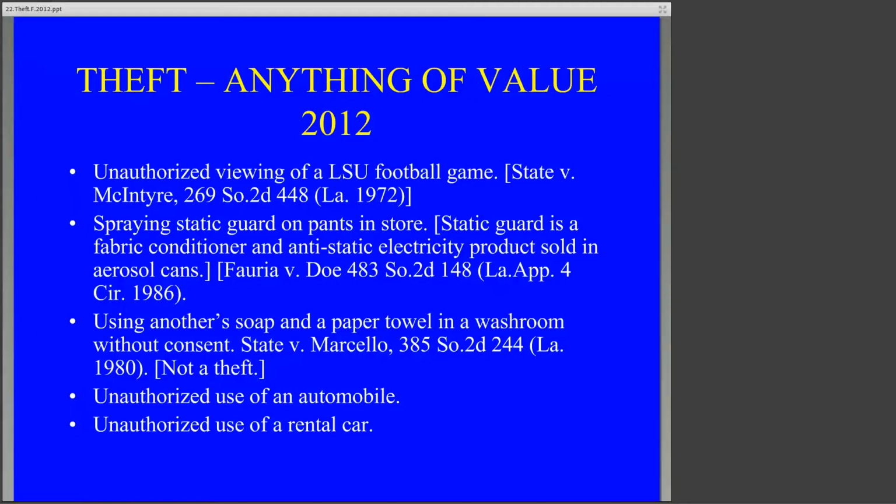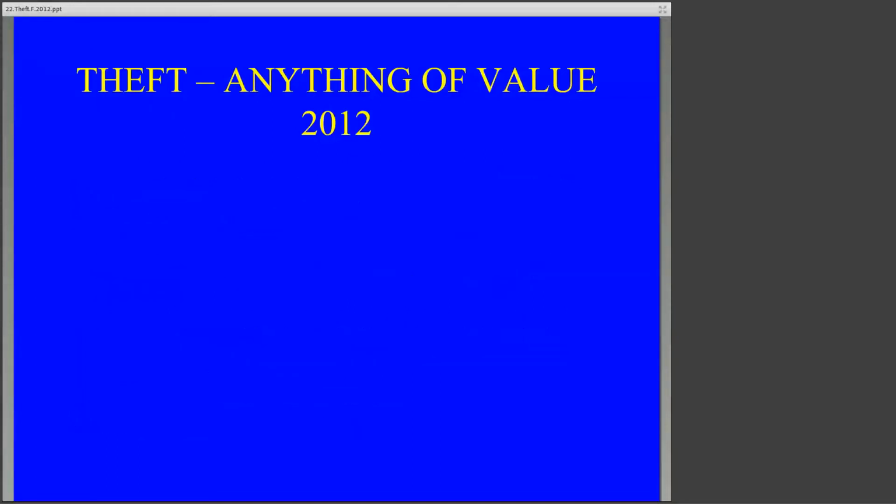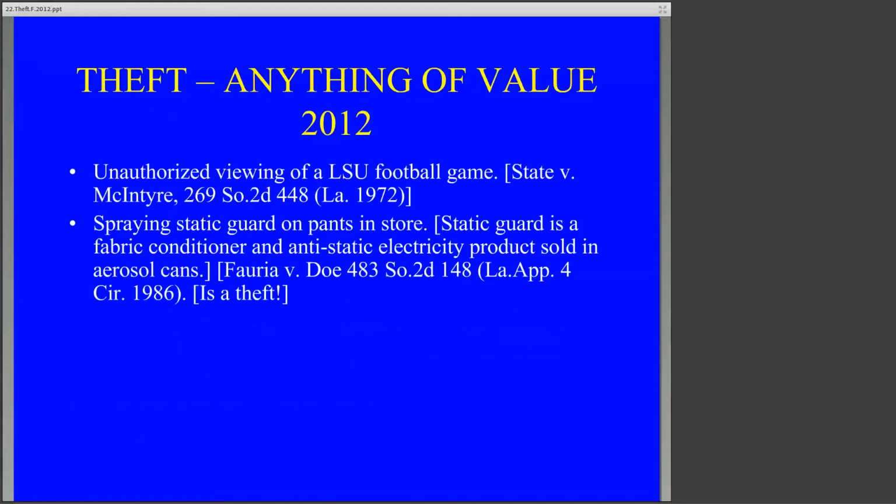But what about taking a rental car that is for hire, using that car for your purposes, and yet you're going to bring the car back? You have no intent to deprive permanently. I think in that instance, you could be charged with theft of the value of the rental car because that car is for hire. Whereas the theft of the automobile, that's a different factual scenario.